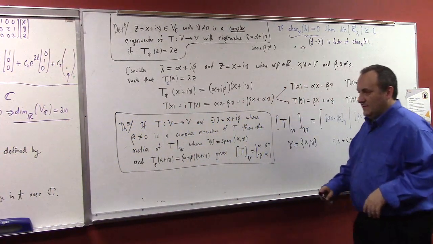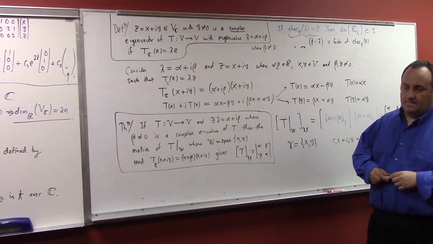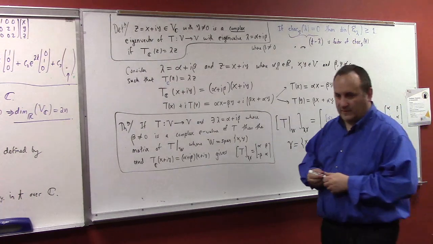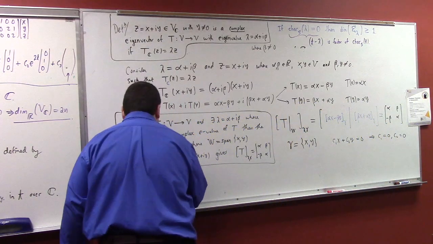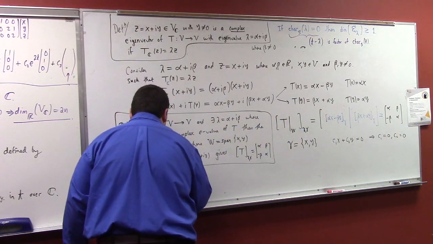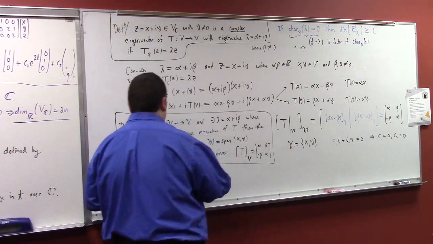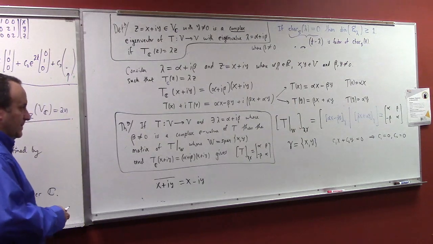But the other thing we do is we take the complex conjugate, right? So complex conjugation on the complexification is defined by the obvious rule, right? So like x plus iy conjugate is x minus iy. Okay, so that's how we define complex conjugate on the complexification.